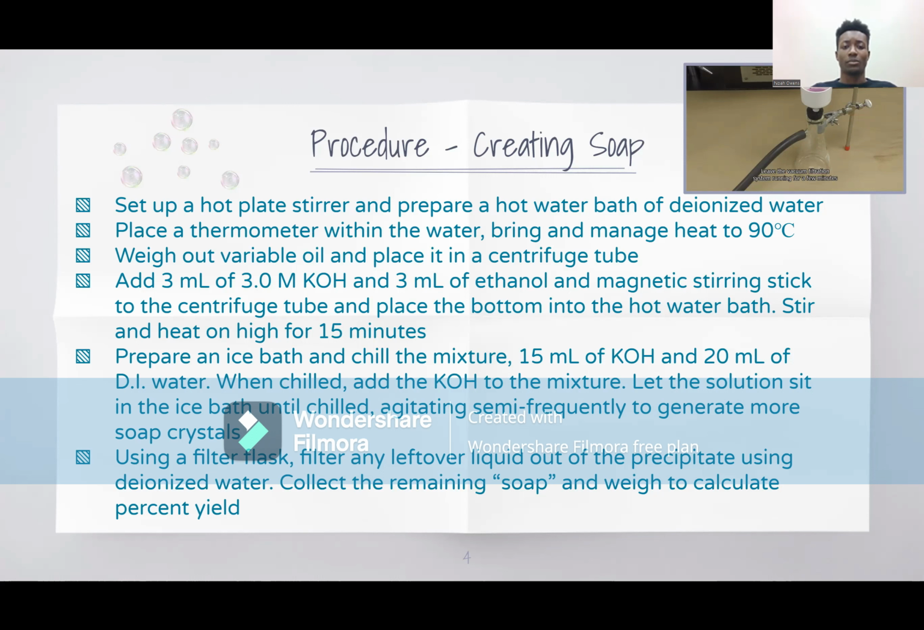Then we prepared an ice bath and chilled the mixture. We also chilled 50 milliliters of KOH and 20 milliliters of DI water. When it was chilled, we added the KOH to the mixture and let the solution sit in the ice bath until it chilled. Then we agitated it semi-frequently to generate more soap crystals. Using a filter flask, we filtered any leftover liquid out of the precipitate, our soap, using the DI water. Then we collected the remaining soap and weighed it to calculate our percentage yield.